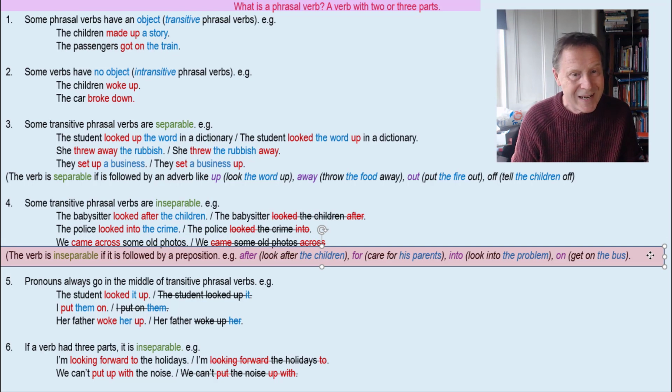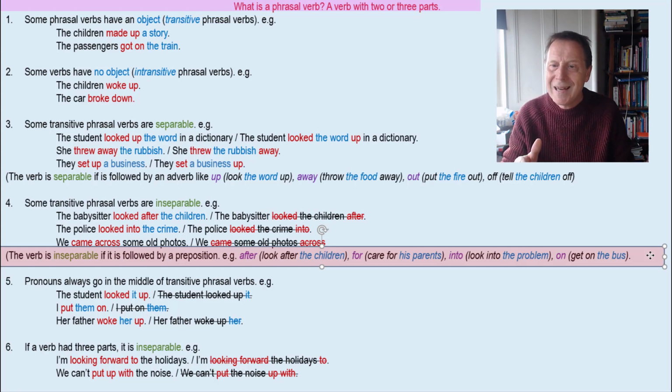The verb is inseparable if it is followed by a preposition. For example, after, look after the children. For, care for his parents. Into, look into the problem. On, get on the bus. And you could also say get into the bus, get off the bus. Get inside the bus, for example. These are all prepositions.